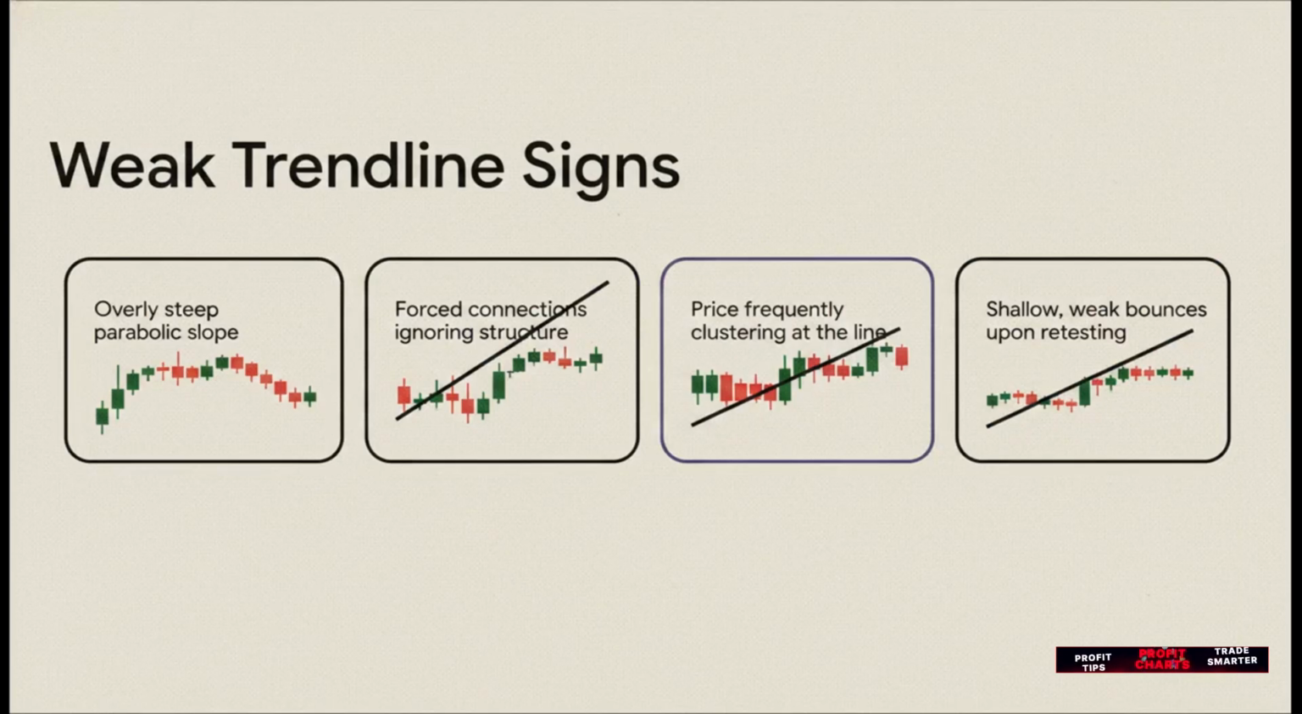But what if you're kind of on the fence about whether your line is actually reliable? Well, watch out for these warning signs. If the line has an overly steep parabolic slope, a break is probably imminent. Those are almost never sustainable.